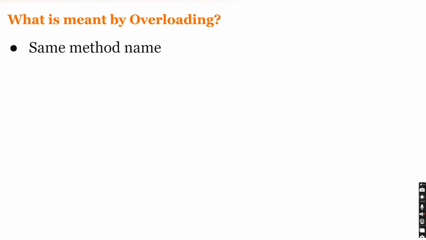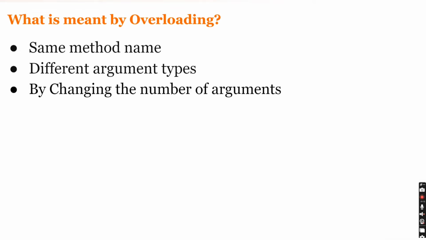So method overloading should have the same method name, but different argument types, like if one method has the argument types integer and string, another should have float or integer, or by changing the number of arguments. So these are the three simple ways that can be satisfied for method overloading. Let's see in practical implementation how we can achieve this.